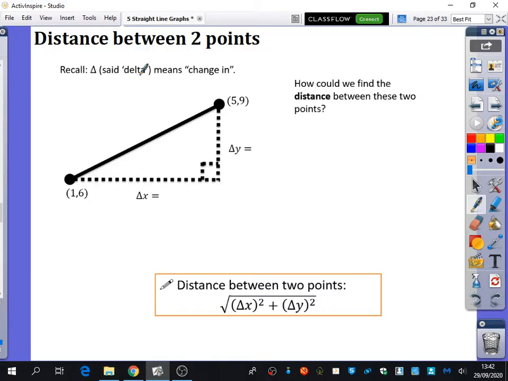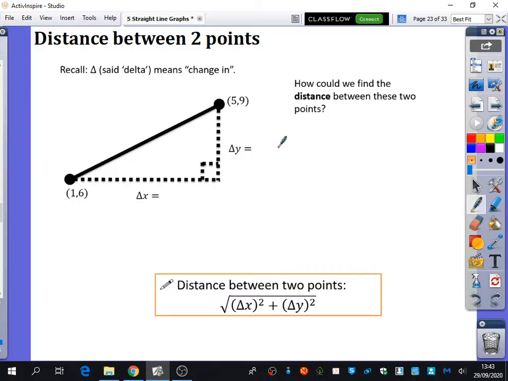And I have got an example here of two coordinates. This coordinate is 1, 6, obviously 1 along and 6 up. And this one is 5, 9. It's gone from the origin 5 along and then 9 up. And we want to find the distance between these 2 points that we've got here.